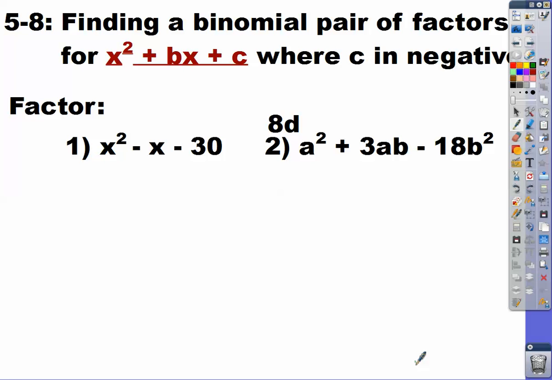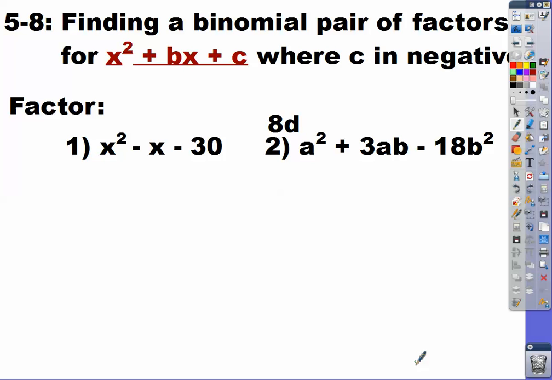So yesterday when we were factoring and going through our little checklists, we were factoring to find a binomial pair of factors. And when we were factoring to find a binomial pair of factors, our C value, our constant, was always positive. And that's the case that we had yesterday.